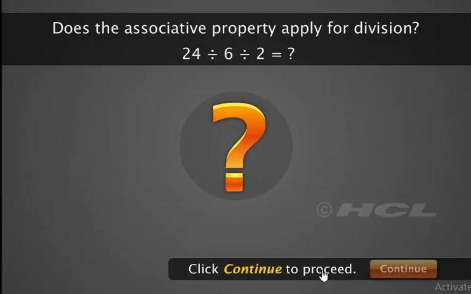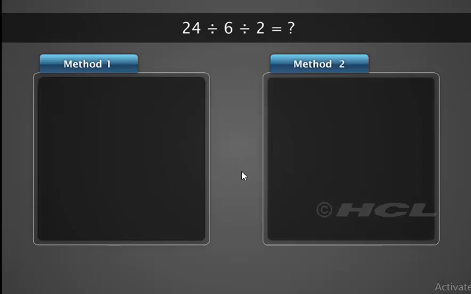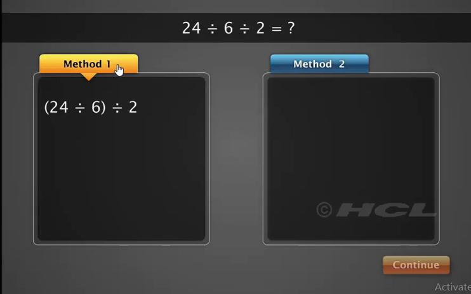Does the associative property apply for division? Let's find out. We group the first two numbers, 24 and 6. On dividing, we get 4. When we divide 4 by 2, we get 2.